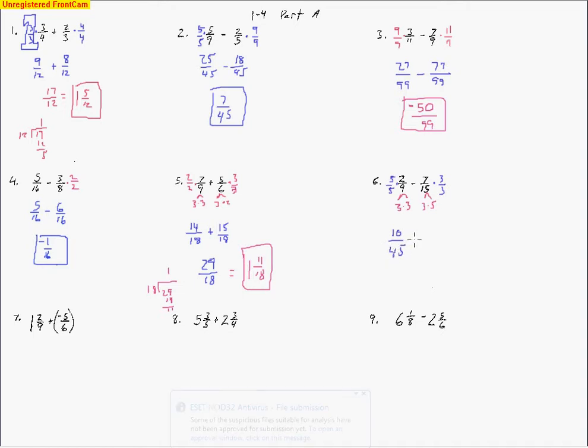10/45, and I need to take away 21/45. So I have that same scenario where I'm taking away more than what I started with, so I need to do some subtraction again to start with, and I end up with a negative 11, that's a 21, not a 27 there, negative 11 over 45.